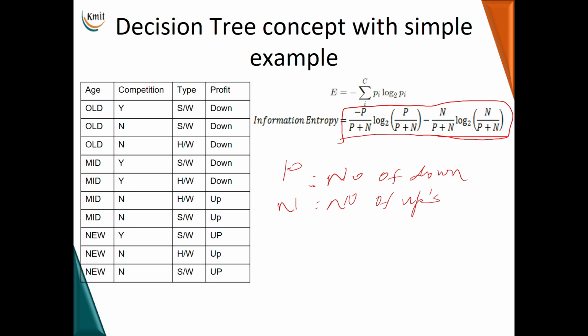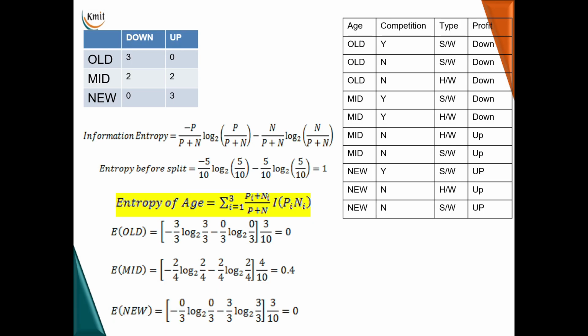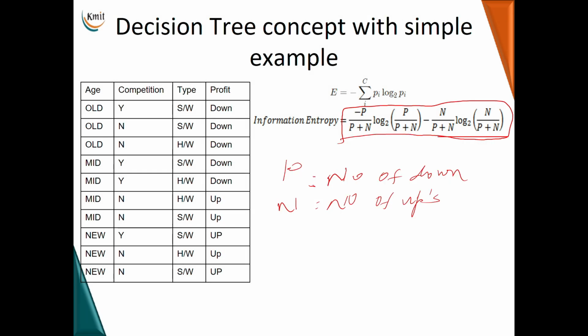This is the basic formula which is important to find the entropy: minus P by P plus N log base 2 of P by P plus N, minus N by P plus N log base 2 of N by P plus N. Now let's go into the example. I told you P is your number of downs, N is your number of ups.